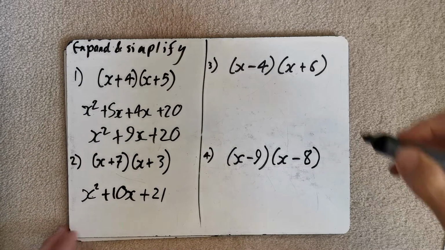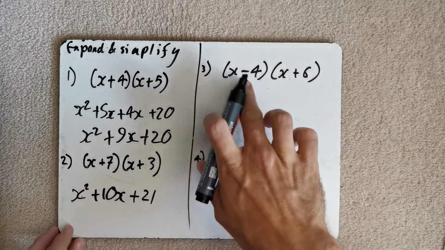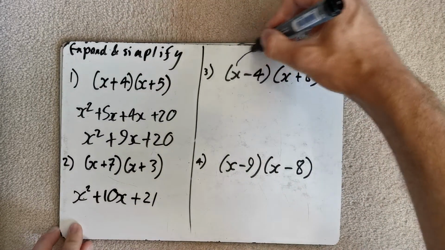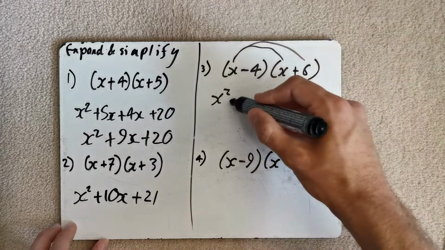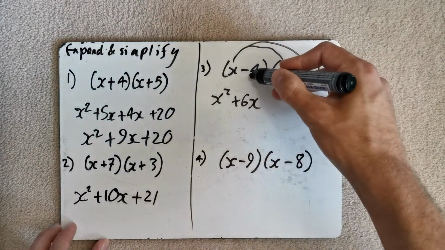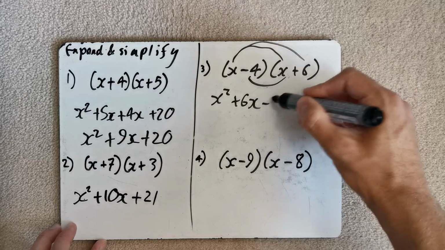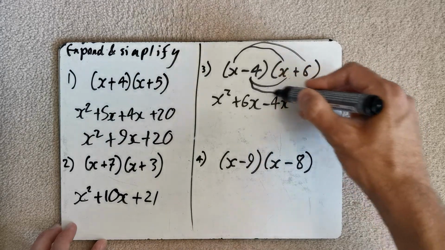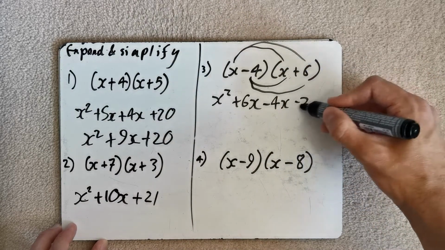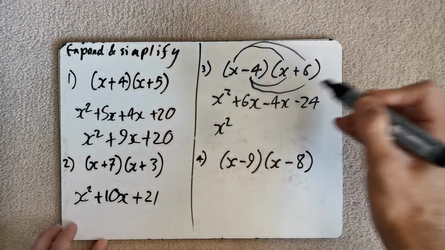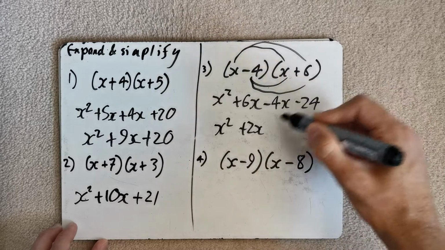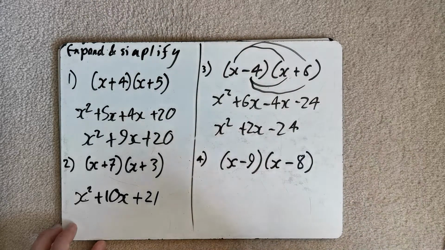Okay, this one I'm going to slow down a little bit because there is a negative there. Okay, x times x is x squared, x times 6 is 6x, minus 4 times x is minus 4x, minus 4 times 6 is minus 24, plus 6x minus 4x gives us 2x. Minus 24 at the end.